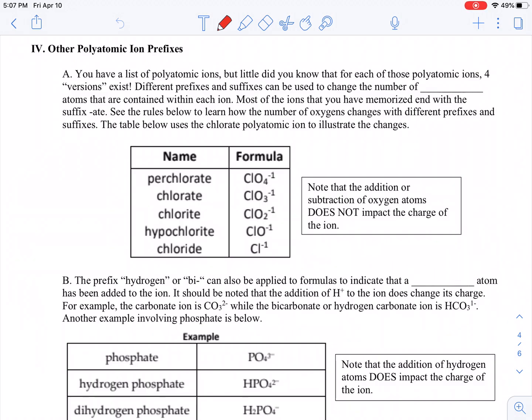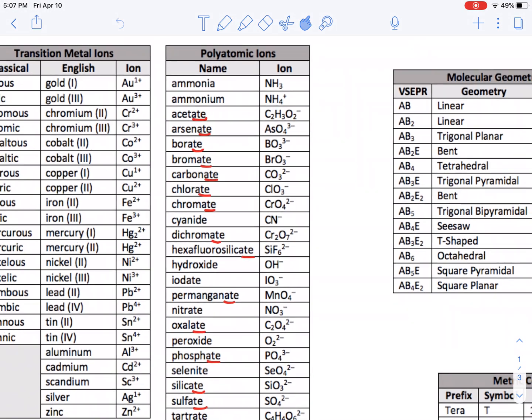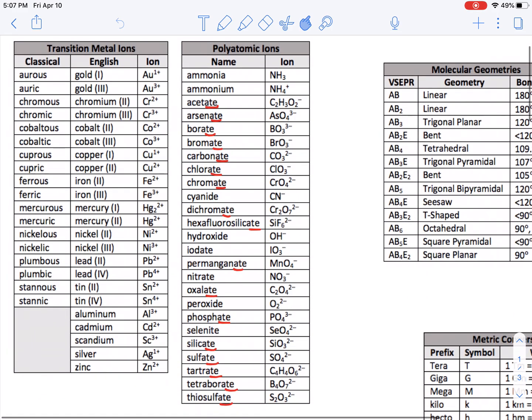Hi everybody, today we're going to talk a little bit more in depth about polyatomic ions, and you might not know this, but it turns out that we have given you a list of polyatomic ions, but there are many others that exist beyond that. So when we head over to that list, you should take out this list as well, and you'll notice that I have underlined a bunch of things in red.